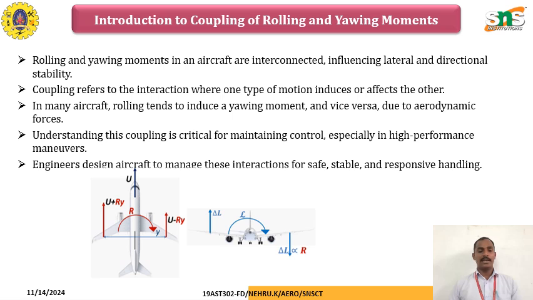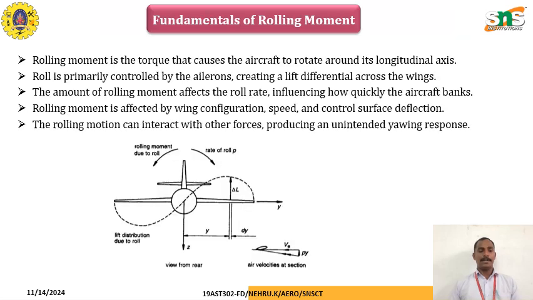Rolling and yawing moments in an aircraft are interconnected, which influences lateral and directional stability. Coupling refers to the interaction where one type of motion induces or affects the other, like rolling affecting yawing. In many aircraft, rolling tends to induce a yawing moment and vice versa, due to aerodynamic forces. Understanding this coupling is critical for maintaining control, especially in high performance maneuvering. Engineers design aircraft to manage this interaction for safe, stable, and responsive handling.